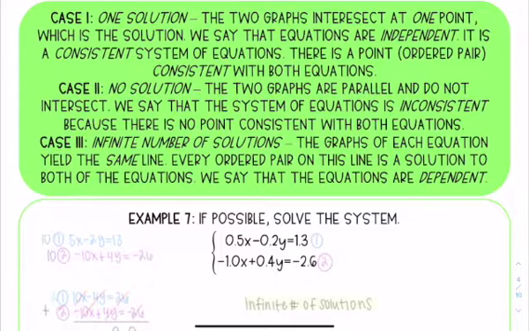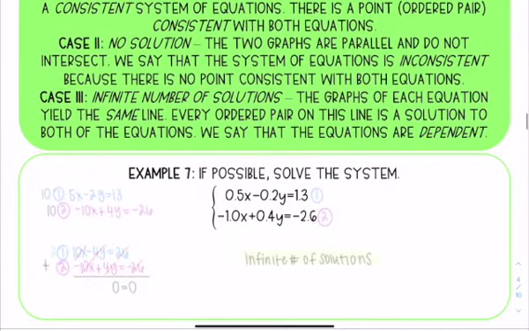We've got 0.5x minus 0.2y equals 1.3, and negative 1.0x plus 0.4y equals negative 2.6. So let's go ahead and label our equations. Now, in order to get rid of the decimals, what we can do is we can multiply both of them by 10. All that does is it moves the decimal one place to the right. And so that's how we're going to start.